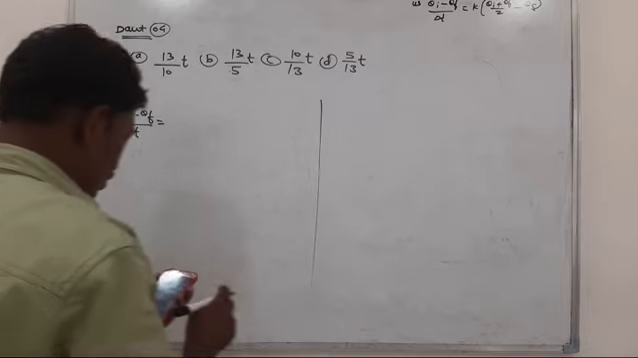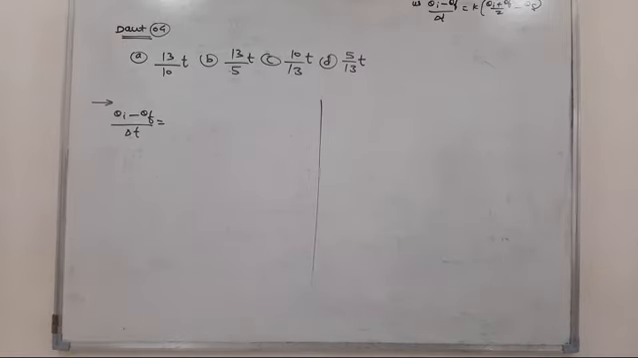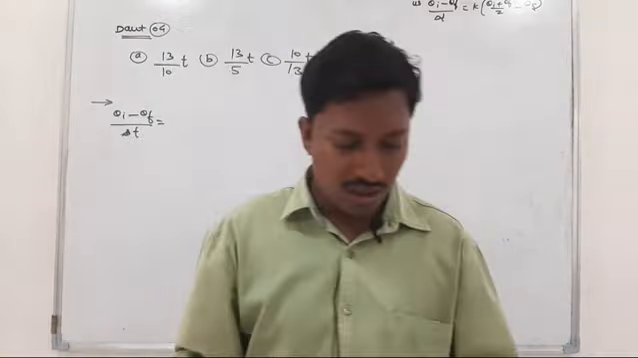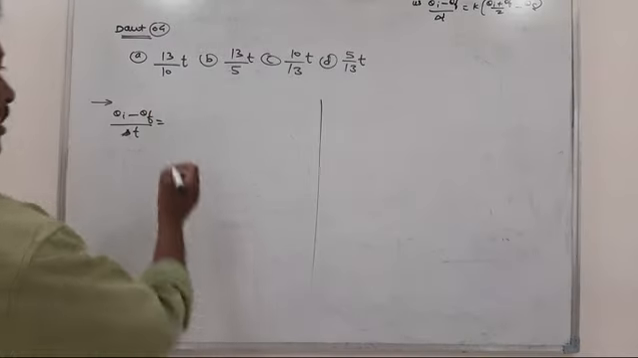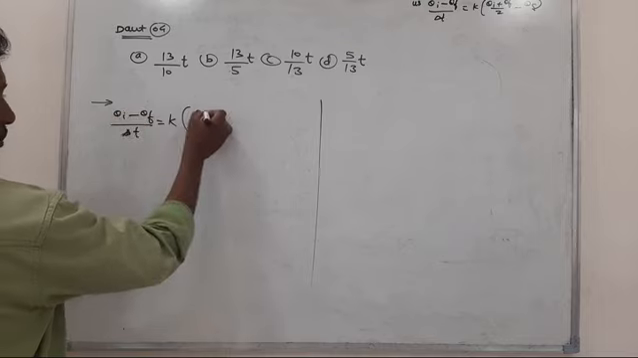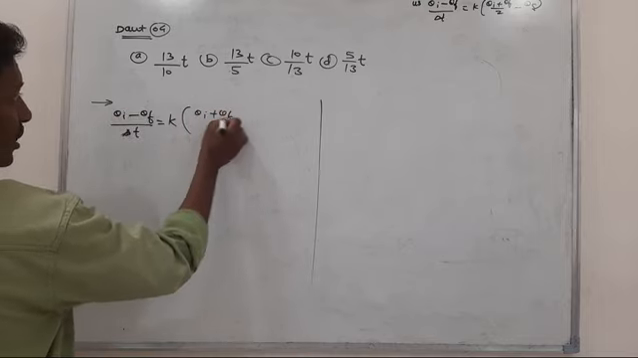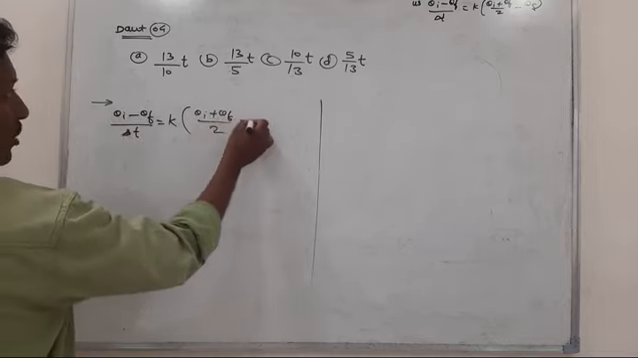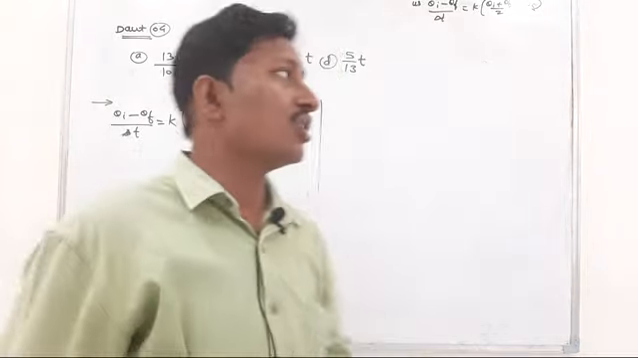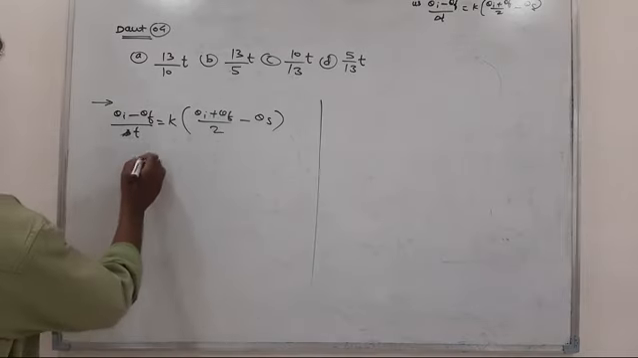That is change in temperature, change in time also. Change in time is equal to the constant k into the average of the temperature, that is theta initial plus theta final divided by 2, minus the surrounding temperature. Okay student, but then what are the conditions?